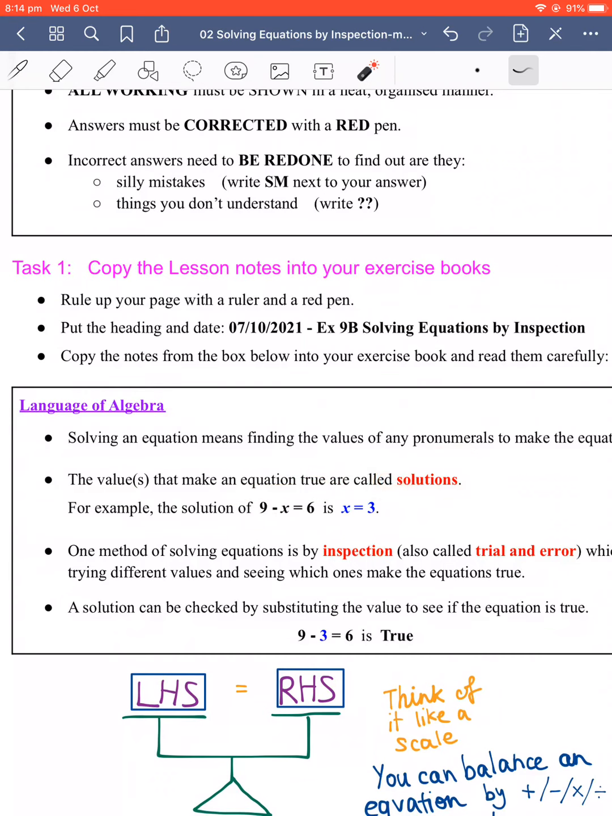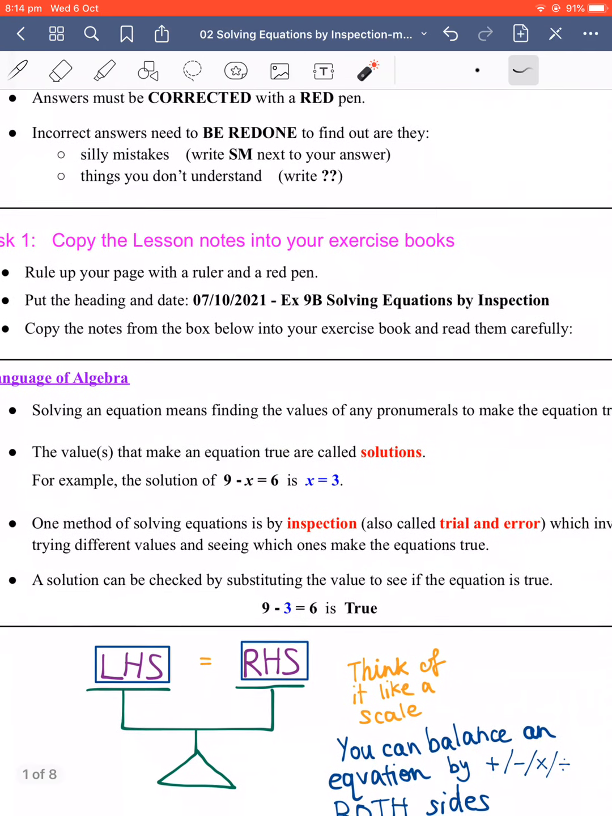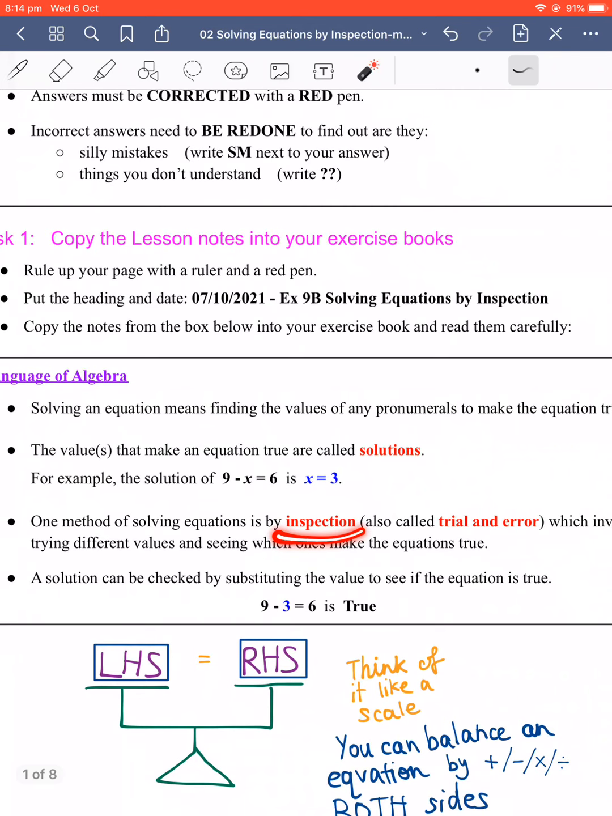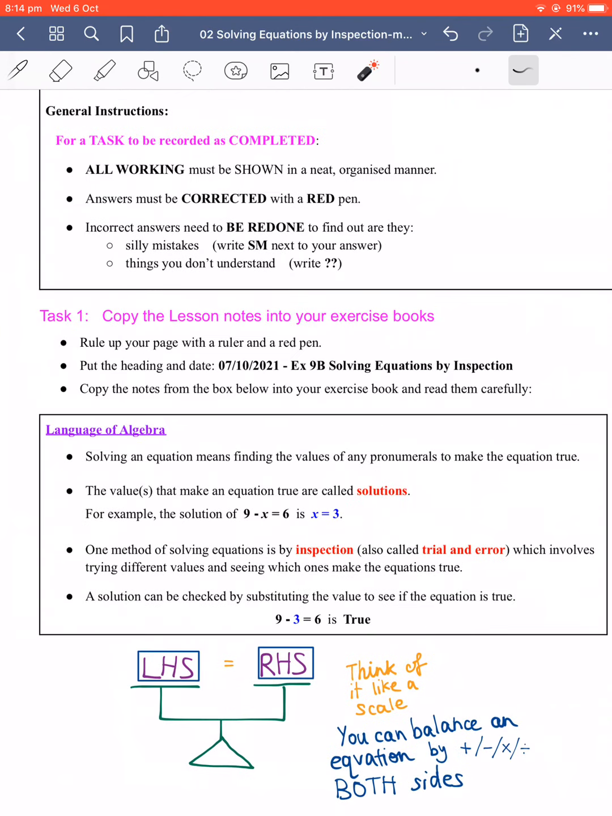If we have multiple numerals, we could have multiple solutions. One method for solving equations is by inspection. So, trial and error essentially. Try different values and see which one makes sense until you get that equation to be true. So, with this one that you had up here, 9 minus x equals 6. 9 minus 2 doesn't equal 6. 9 minus 3 does equal 6. I've just solved that using inspection.